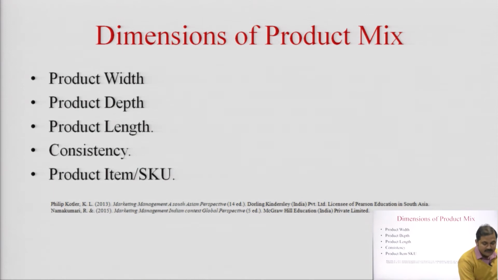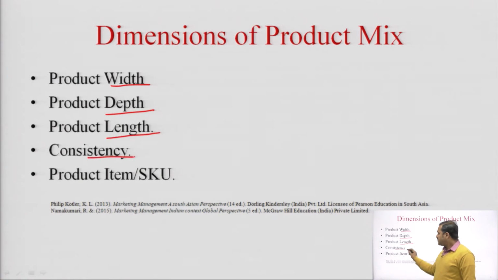So, what are the various dimensions of the product mix? They are the product width, depth, length, consistency, and the items and SKUs.